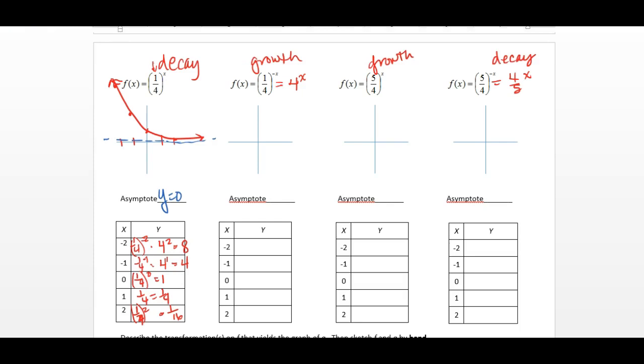All right, so we rearranged our function to be 4 to the x power. So it's 4 to the negative 2, which is going to be 1/16. 4 to the negative 1, which is 1/4. 4 to the 0, which is 1. 4 to the first, which is 4, and 4 squared, which is 16. So if we graph these, so here's my growth function. See how these are kind of mirror images of one another.